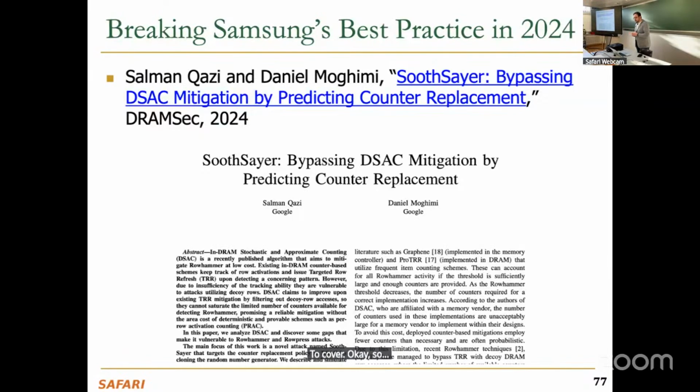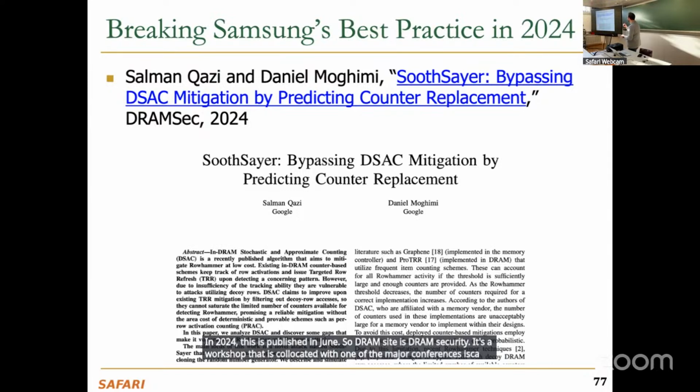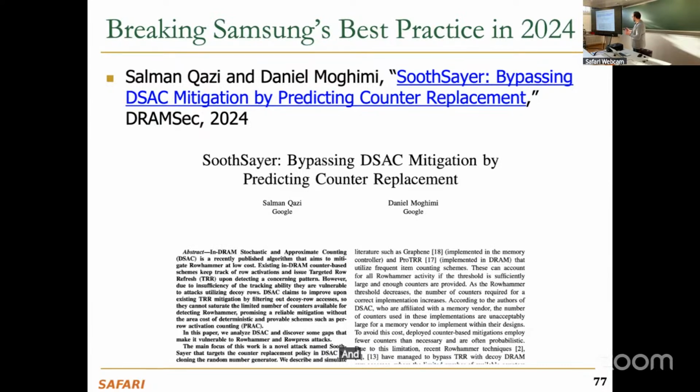This is one of the recent papers that I wanted to mention. In 2024, published in June at DRAMSec, the DRAM security workshop collocated with one of the major conferences, ISCA. Salman Qazi is an expert at Google, and Daniel Moghimi is also from Google. This paper investigates the vulnerabilities in Samsung's last defense paper, and they show how they hack it in a really nice way.